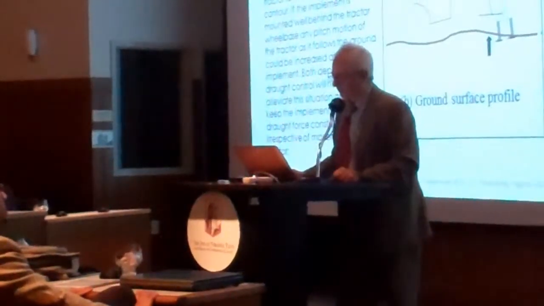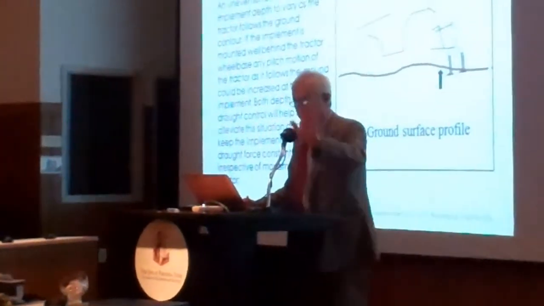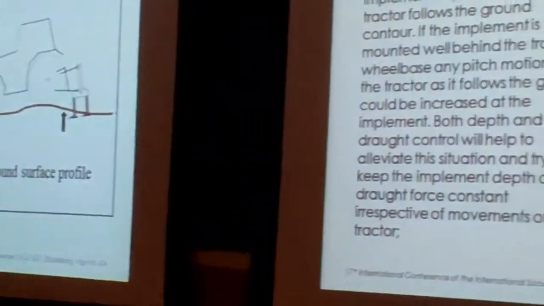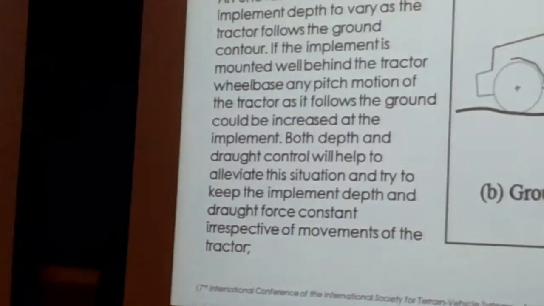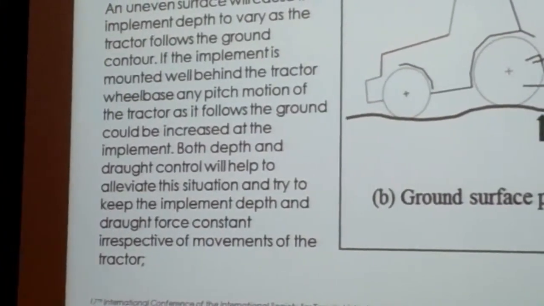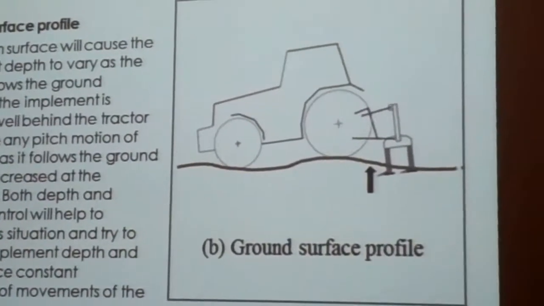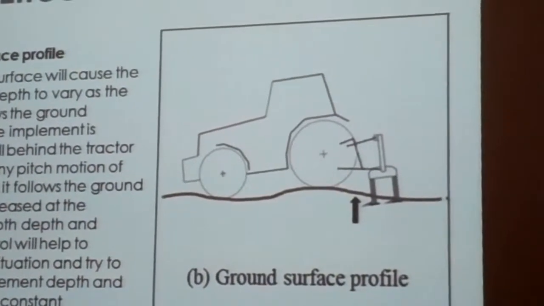Ground surface profile. If we're going over an uneven surface, an uneven surface will cause the implement depth to vary as the tractor follows the ground contour. If the implement is mounted well behind the tractor wheelbase, any pitch motion of the tractor as it follows the ground could be increased.